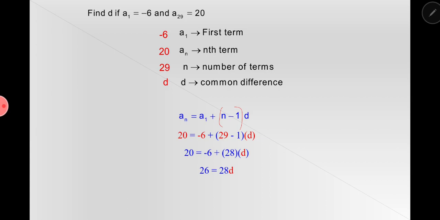So paano mawawala si 28? Okay, we divide both sides by 28. Okay, so 28 divided by 28, 1. So di na lang matitira. So sa kabila, 26 divided by 28. So, if you are going to use calculator, magkakaroon tayo ng decimal numbers. But we can simply reduce 26 over 28. Pwede 13 over 14. So the difference is 13 over 14.